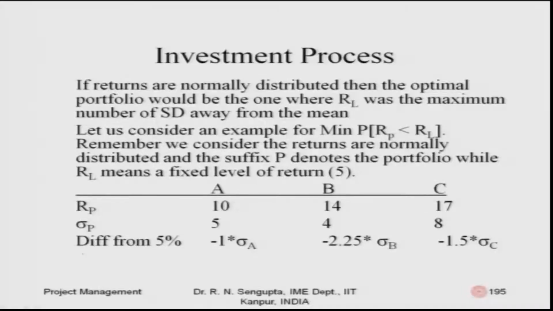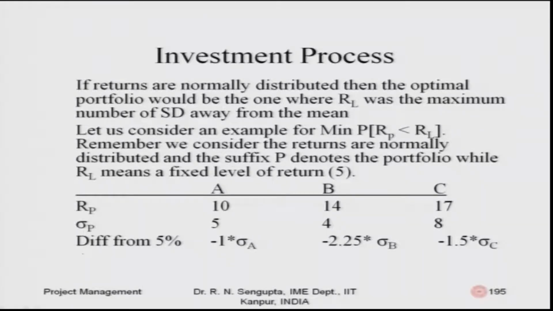We try to minimize the probability of RP, the portfolio for the project, being less than or equal to some RL value. Remember that we consider the returns are normally distributed, that means we are considering the constant of the utility function being quadratic, and the suffix p, as I mentioned, denotes the portfolio, while RL means the fixed return, depending on the overall scenario. So, in our case consider it is 5.